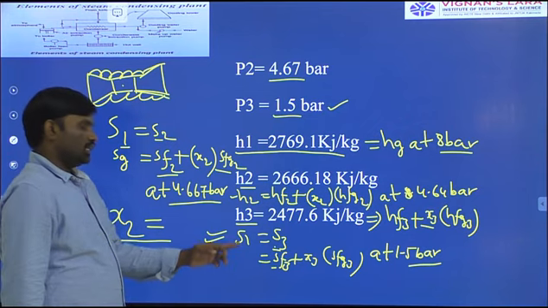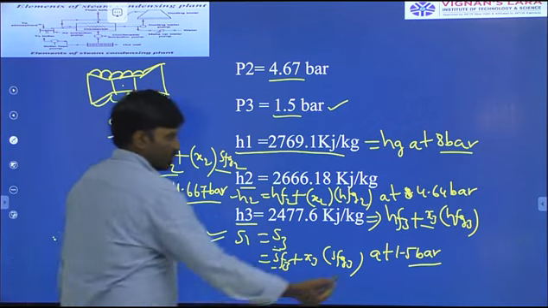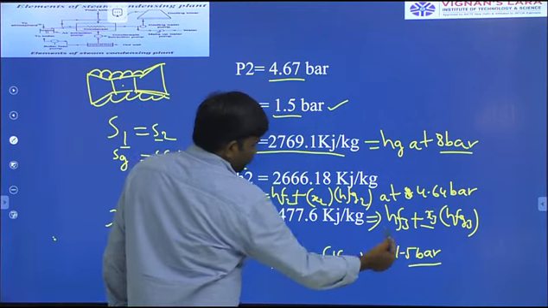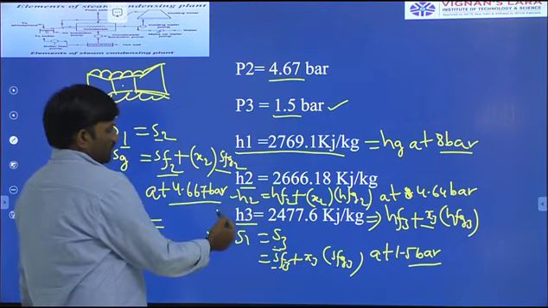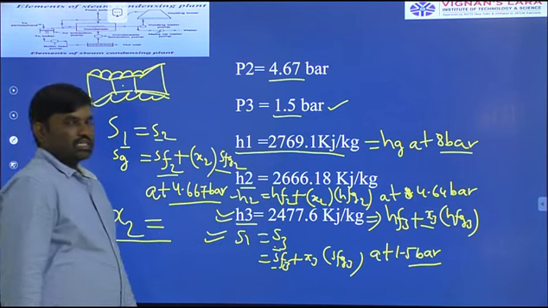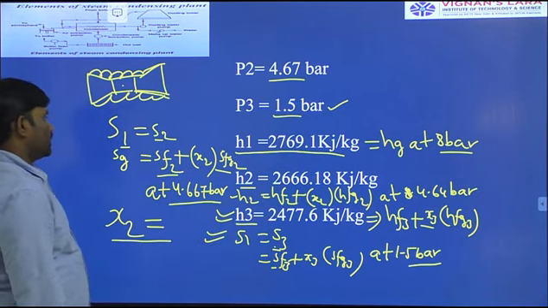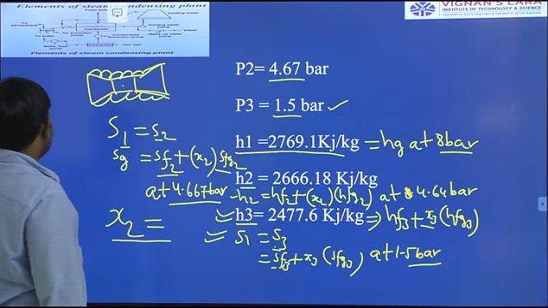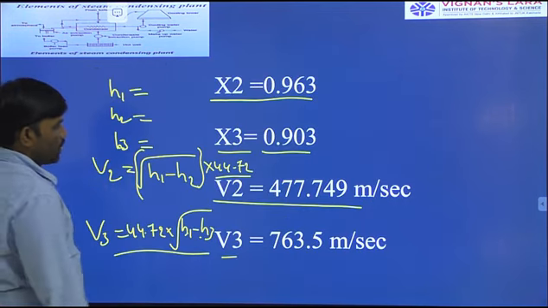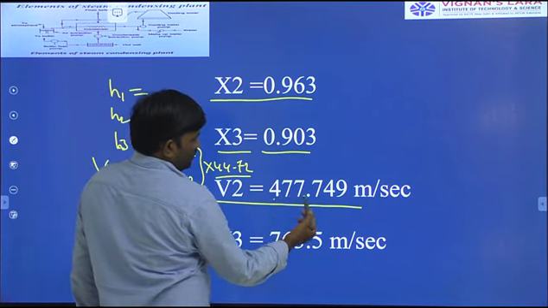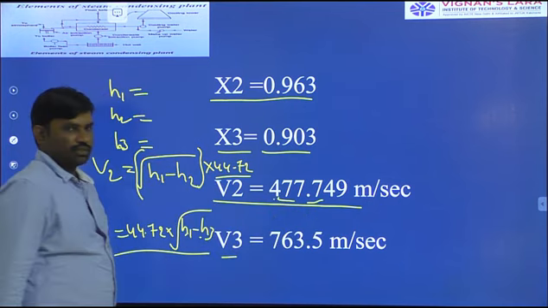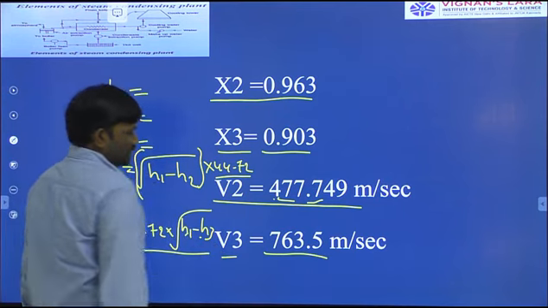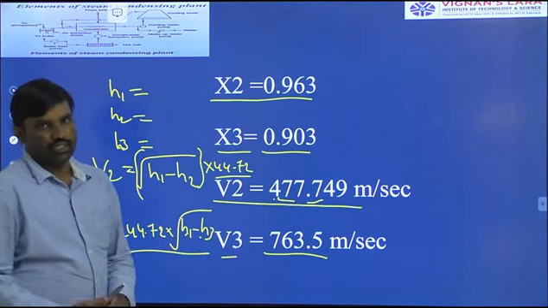After calculating the dryness fraction at the diverging portion, you can easily evaluate the enthalpy at point 3. After evaluating the enthalpy at 3, you can easily calculate velocities at the throat section and diverging section. At the throat section the velocity V2 is 77.749 meters per second, and at the diverging section, V3 is 763.5 meters per second.